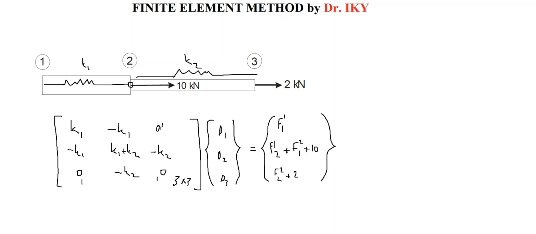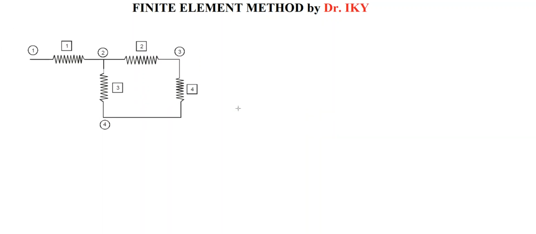Finally, maybe I want to give you one more example for this one, for the assembly procedures. If we have a connection like this, we have got 4 nodes, 4 elements. So you can draw some type of tables to construct the global stiffness matrix in the superposition mode.